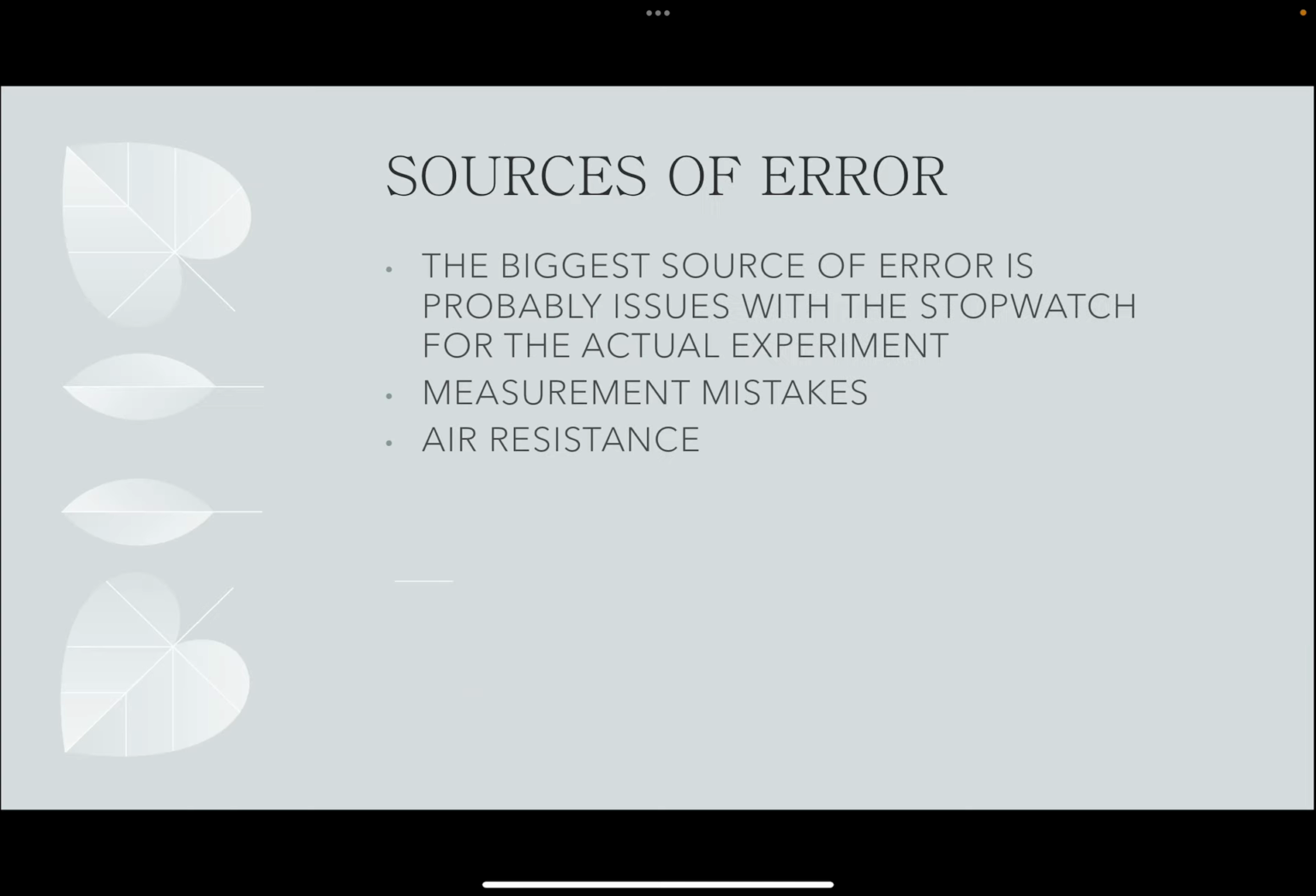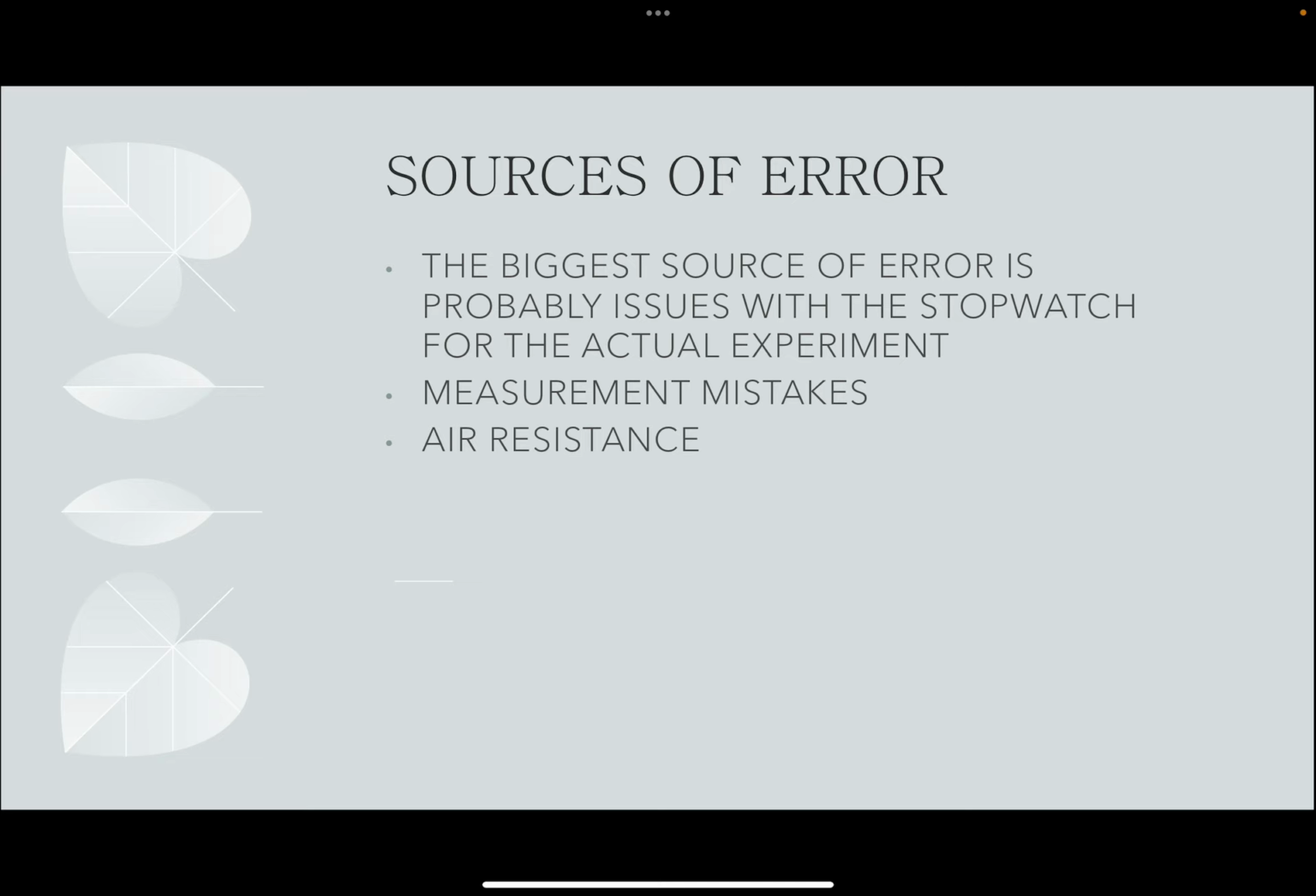And then possible sources of error. The biggest source of error was probably issues with the stopwatch for the actual experiment. I had a shorter tube of aluminum foil, which meant the magnet went through it faster, and so it was very difficult to calculate the amount of time it was in the tube because I didn't have anyone to help, so I had to do it with one hand.